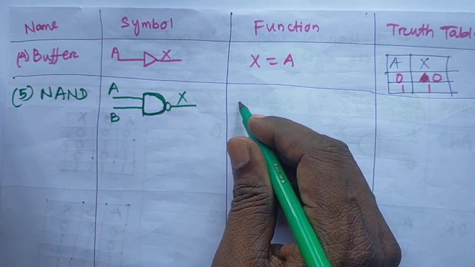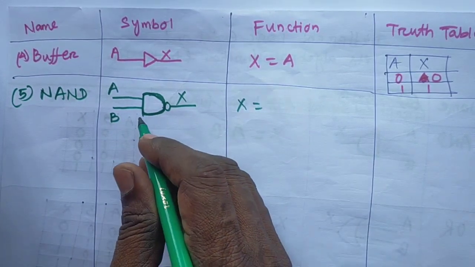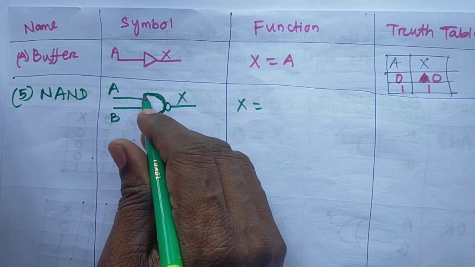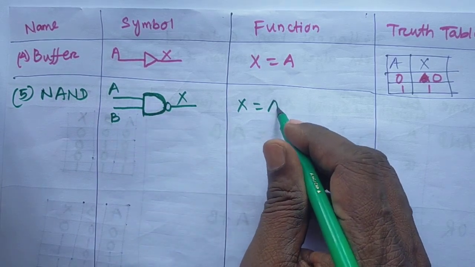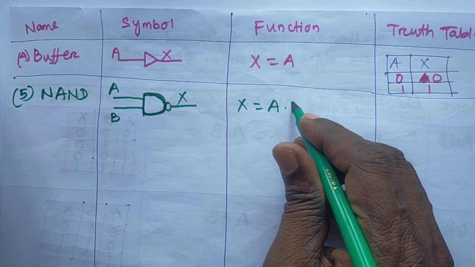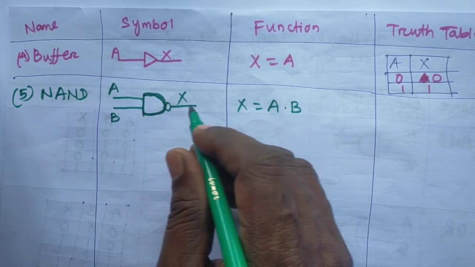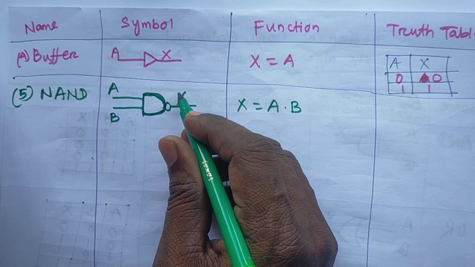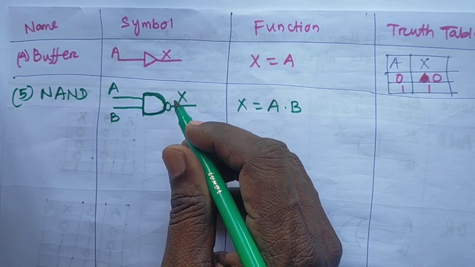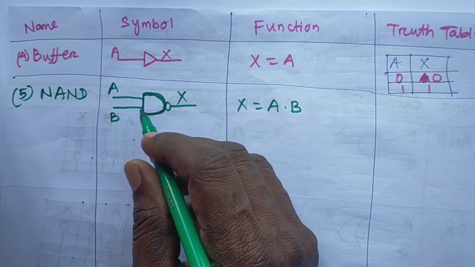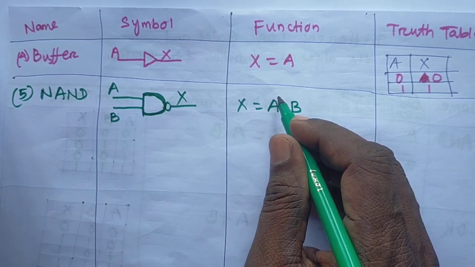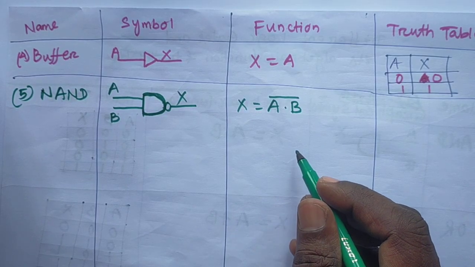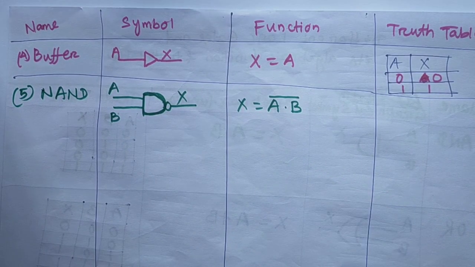So what happens to X? Previously you wrote A dot B, the product of A and B. But since it is a NAND, it is the complement of that. The complement of NAND means the complement of AND, so X is the complement of A and B. Like this we defined it.